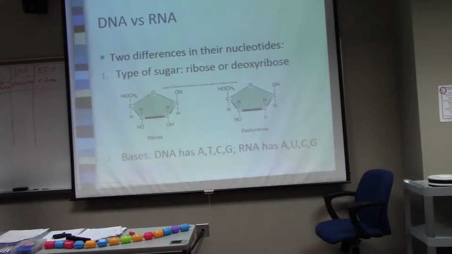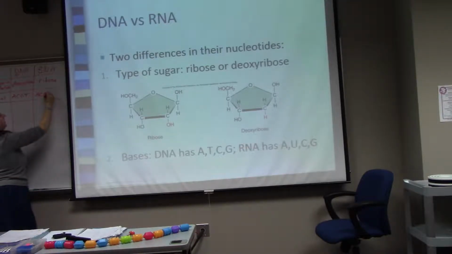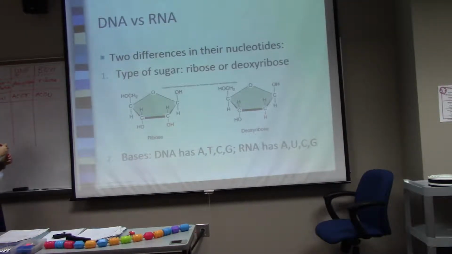Then, which bases are used in the nucleotides? Both of them use A, C, and G. These are abbreviations. I'll give you the names coming up. Then DNA uses T, RNA uses U. So you won't find a T base attached to a ribose or a U base attached to a deoxyribose. But A, C, and G you can find either way.